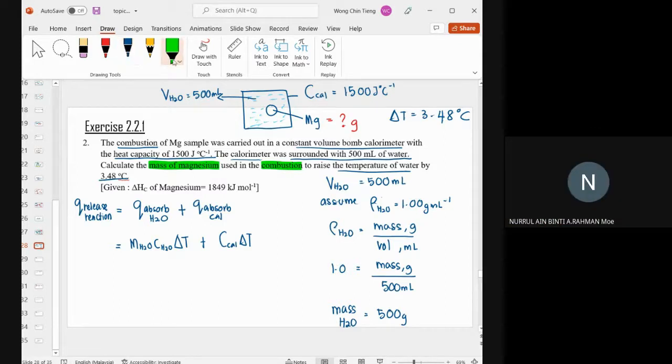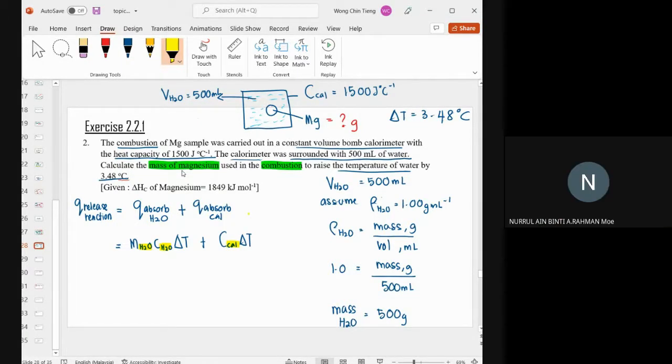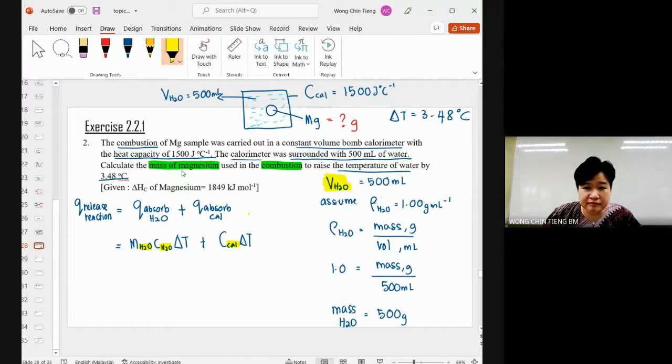Okay, and you will see me doing this a lot, you know. I love this. Miss, yes. Kenapa yang Q absorb H2O tu guna C kecil? Sebab yang dia bagi adalah volume. Bila dia bagi volume, kita hanya boleh tukar kepada mass. So bila kita tukar kepada mass, bermakna mass akan wujud. Bila mass wujud, kita akan guna MC delta T. Okay? Boleh? Okay, thank you, Miss.